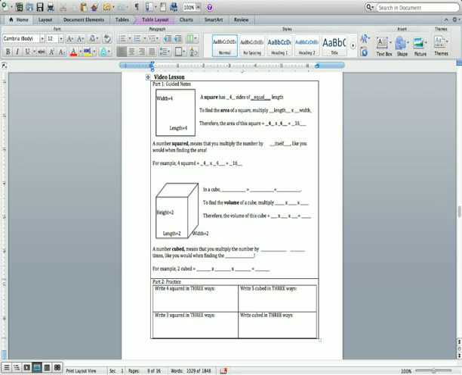So those are notes for squaring something. Squaring something is like finding the area of a square. You multiply the number by itself.